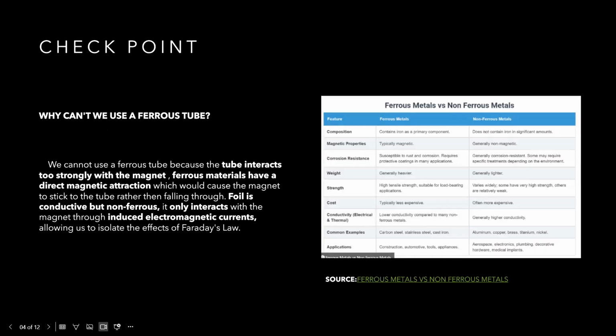Checkpoint. Why can't we use a ferrous tube? We cannot use ferrous tubes because they interact too strongly with the magnet. Ferrous materials have a direct magnetic attraction, which would cause the magnet to stick to the tube rather than falling through. Foil is conductive, but not ferrous. It only interacts with the magnet through induced electromagnetic currents, which allows us to isolate the effects of Faraday's law.